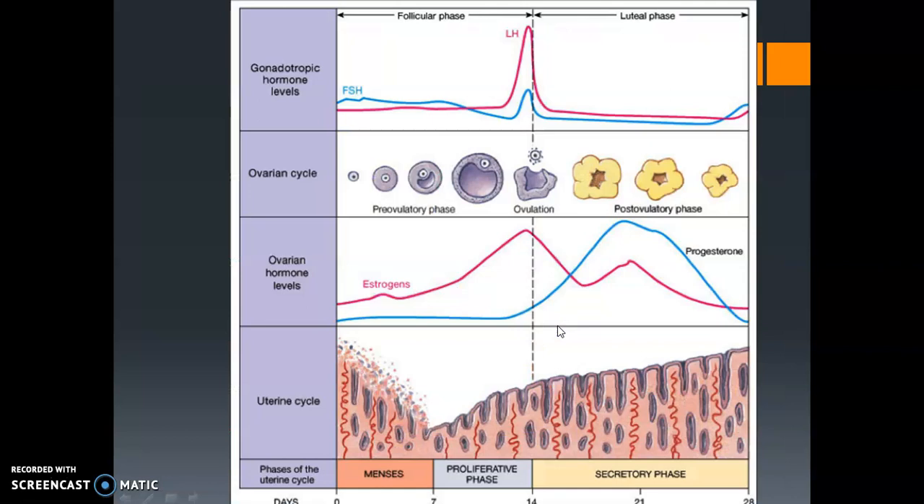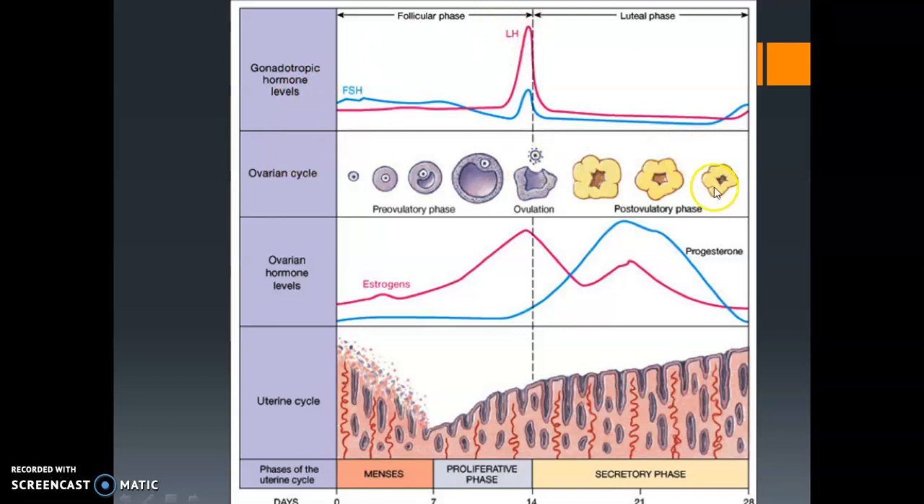Now let us see the cyclic changes in the secretion of these gonadotropins and the ovarian hormones. The gonadotropic hormones are the follicle stimulating hormone and the luteinizing hormone. These hormones are secreted by the anterior pituitary gland.